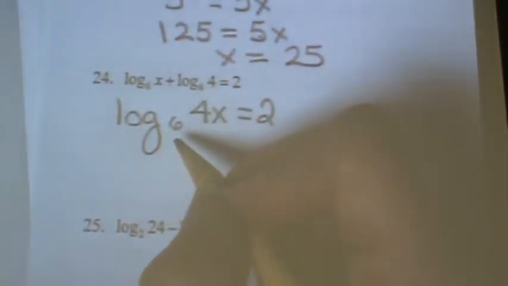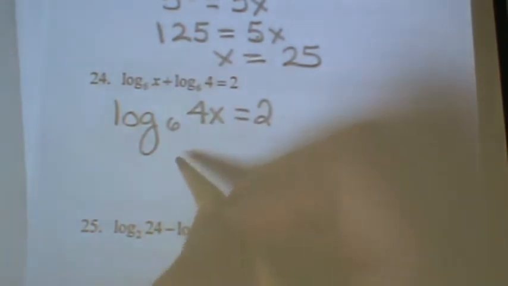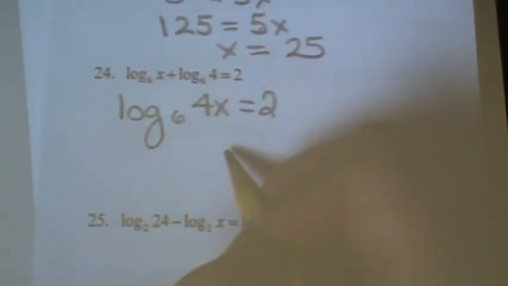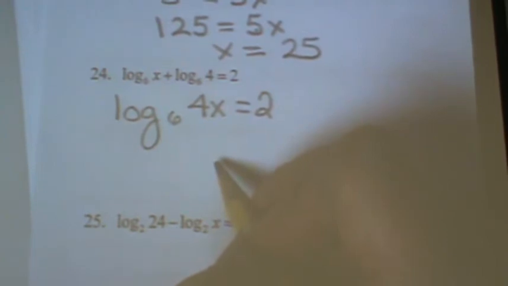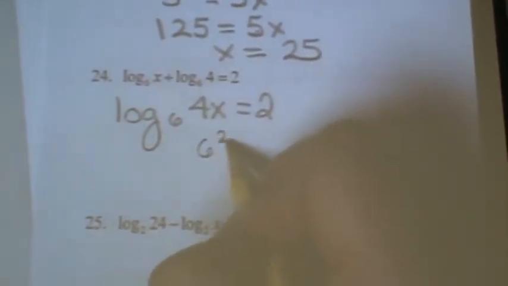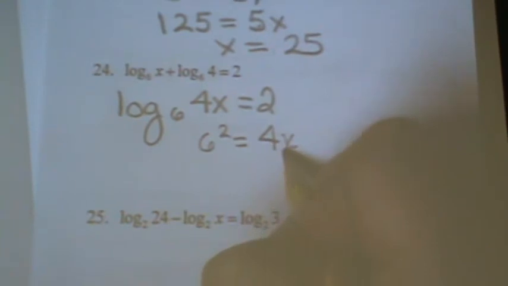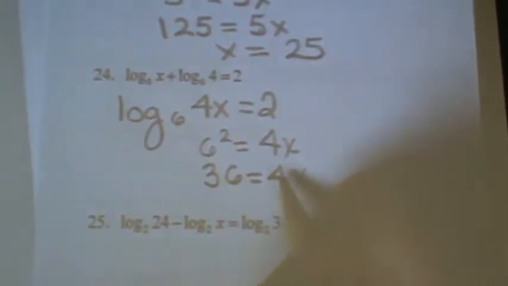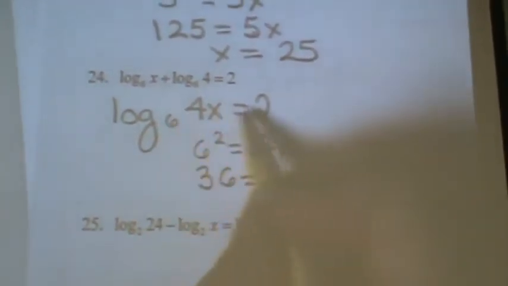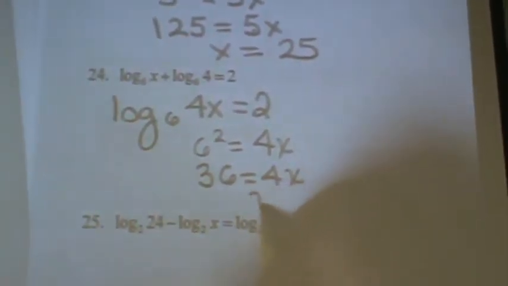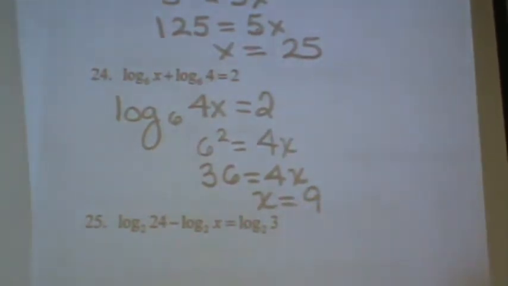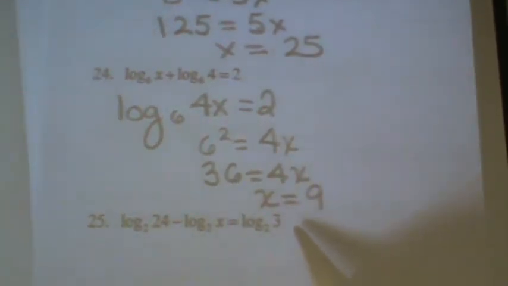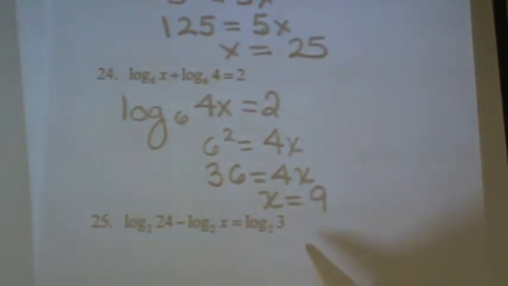You're not gonna add. You're gonna multiply. Don't add. Multiply. Now what? 6 squared equals 4x. What's 6 squared? 36. You rewrote it. 6 squared. 9. What's the answer? 9. Now, what would have happened if we came up with x is negative 9? Throw it out because it's extraneous.